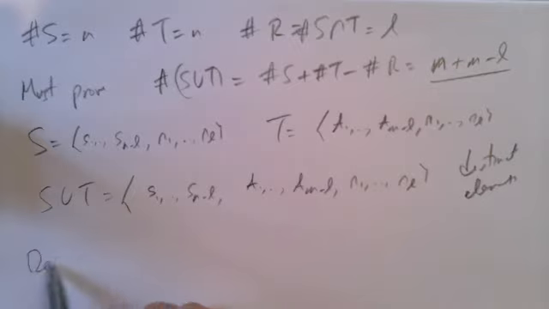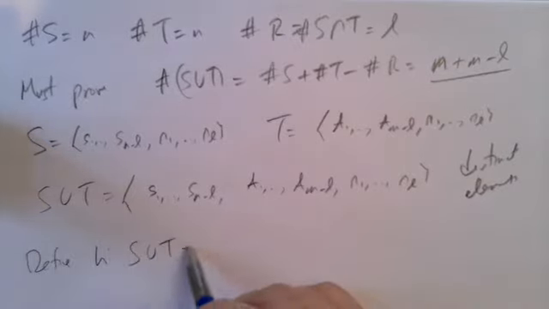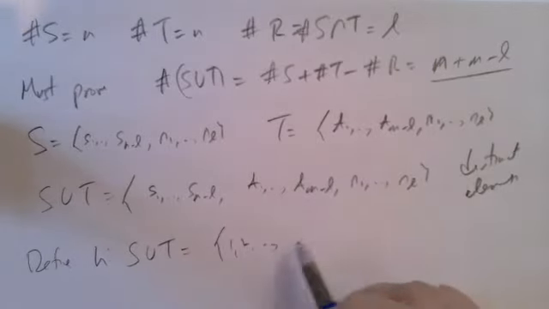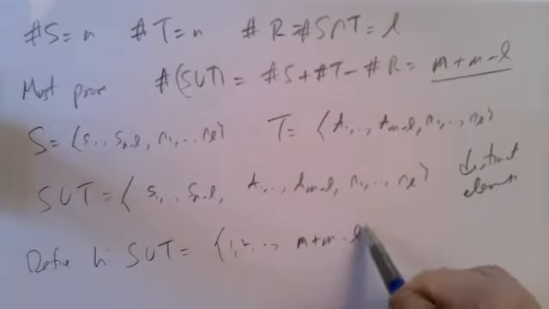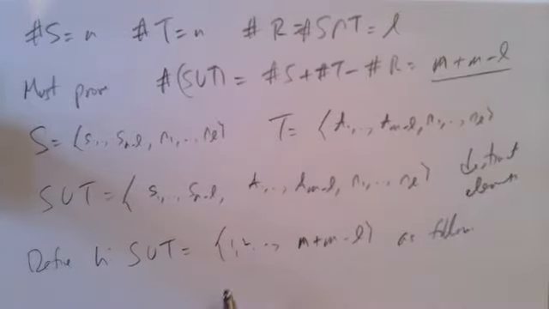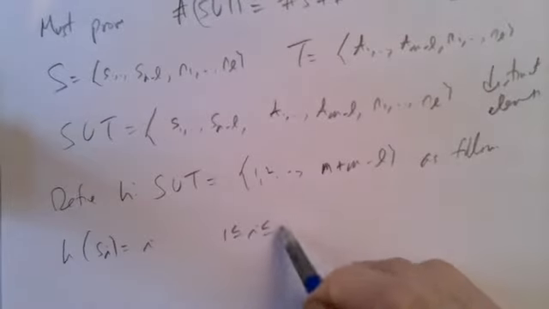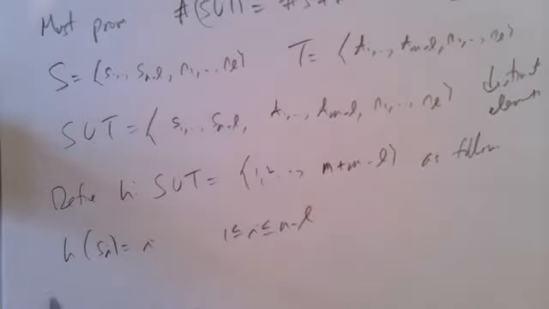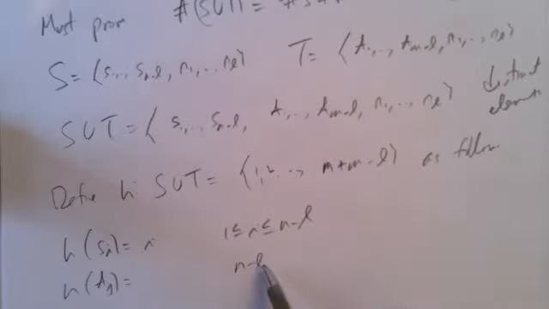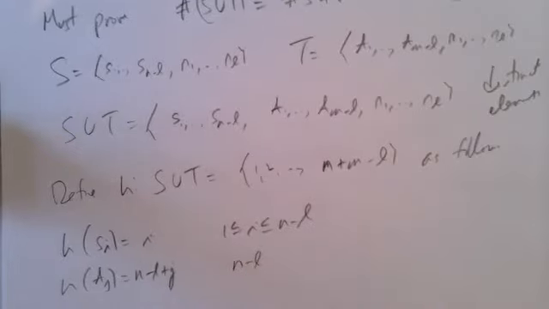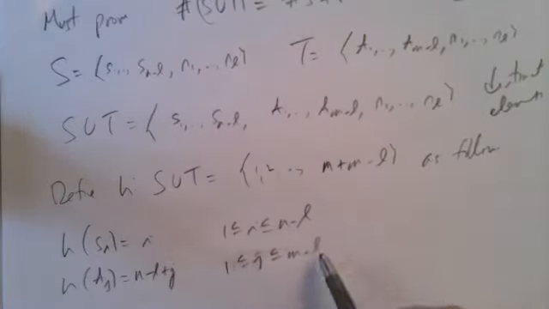So I can define a function, I'll call it H, from S union T to the set of all the integers up to N plus M minus L as follows. H of Si is equal to I for I from 1 up to N minus L. H of Tj is going to be equal to N minus L plus J. Right? This brings me past all the numbers up to N minus L. So this is for J from 1 up to M minus L.